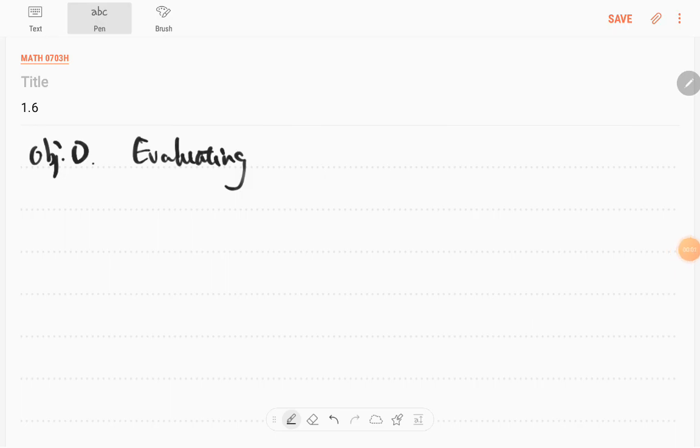Okay, let's talk about evaluating. So let's check the example. If we have this one, how can we do it? Since for the numerator part, we already know anything or any number times 0 will get 0. So it will be 0 over 2. We will also get 0.